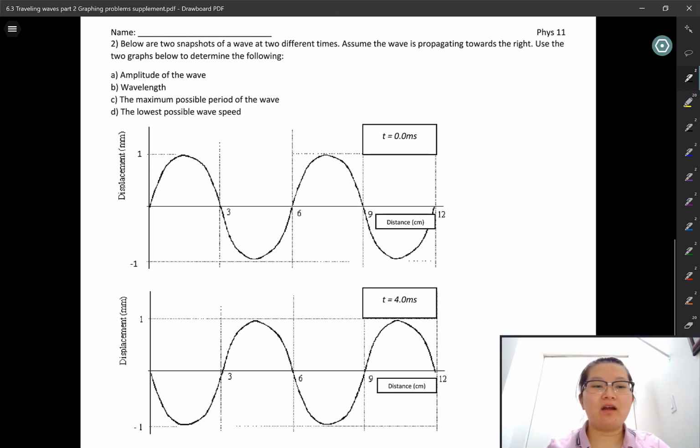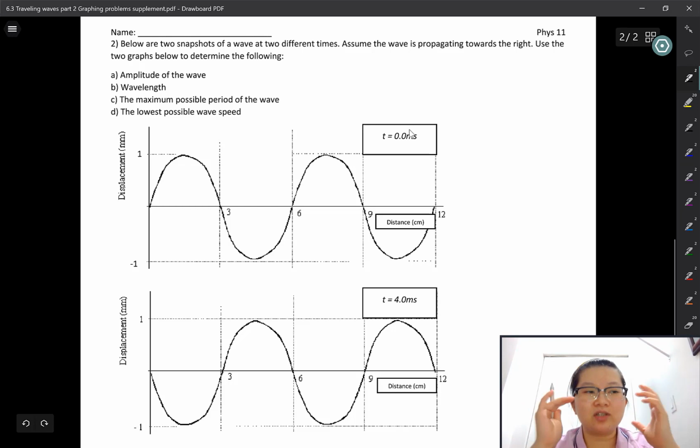In this video, we are going to do another graphing problem example, which is going to be a little bit different than the last one you did. Notice this particular example gives us two displacement distance graphs. There are two of them. We're not given a displacement time graph, so we're going to have trouble with the time aspect. But at least the question here tells us what the snapshot of the wave looks like at certain times.